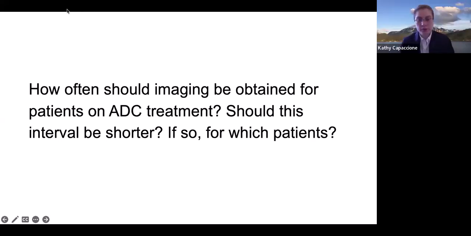So just to follow up on that, thank you, Dr. Lev. That was really excellent. And this is not only open to you, but to all of our discussants, because I think it's something that touches each of our specialties in a different way. But how often should the imaging be obtained for these patients after their treatment, after ADC treatment? And should the interval be shorter than the normal standard follow-ups for oncology patients?